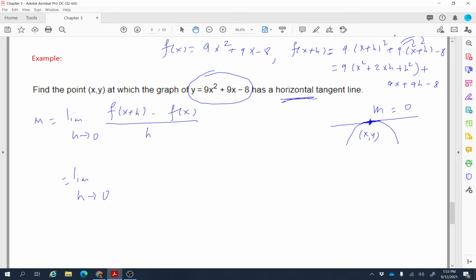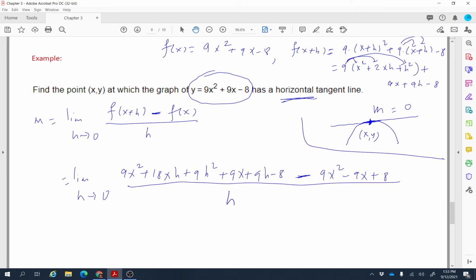I'm going to copy this value down here, and when I copy, I just distribute this 9 as well. If I do that, it will give me 9x squared plus 18xh plus 9h squared plus 9x plus 9h minus 8. That's the value of f of (x plus h), minus the value of f of x, which is 9x squared plus 9x minus 8, but because there is a minus sign in front, we need to change the sign of everything here. It will be negative 9x squared, negative 9x, positive 8.